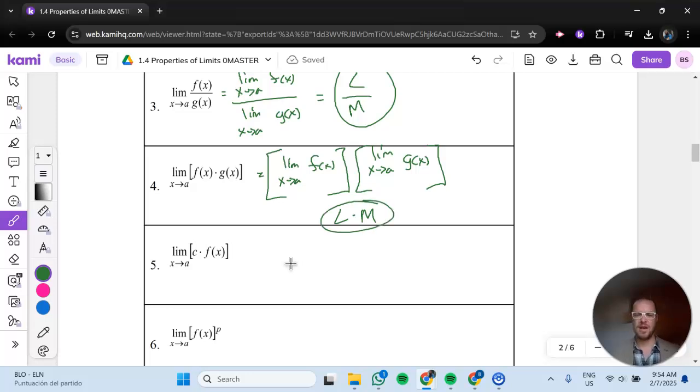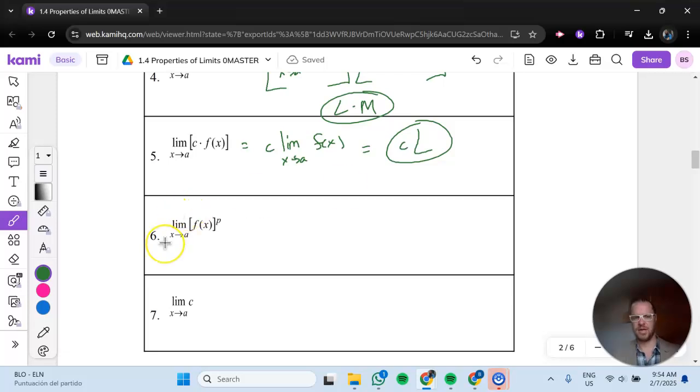Now, if I have c, some constant here, the c isn't affected by the limit. So it's the same as just saying c times the limit as x approaches a of f of x, which would ultimately just be c times our limit.